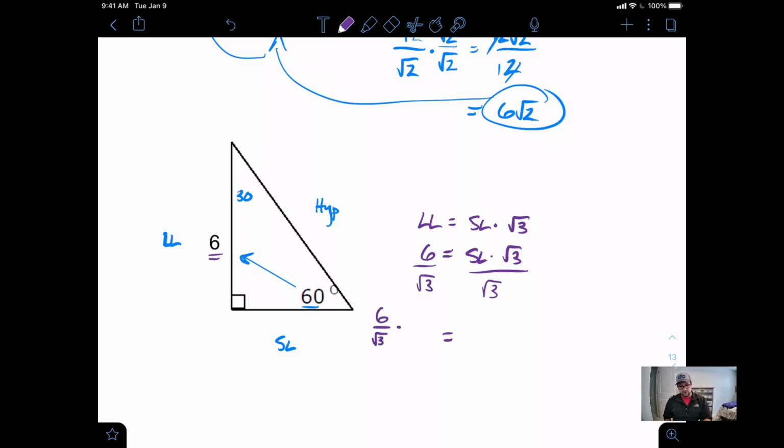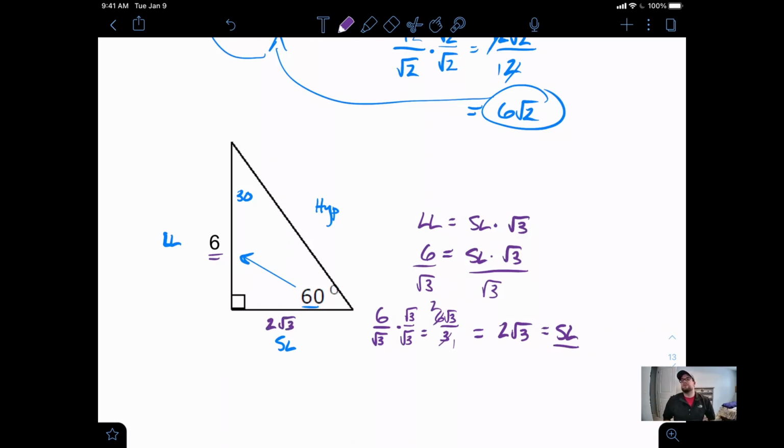Now, we do need to rationalize that, so we're going to multiply by the square root of 3 over the square root of 3. So I will end up with 6 square roots of 3 over 3, which will reduce down to 2 square roots of 3, which is equal to our short leg. So our short leg down here is going to be 2 square roots of 3.